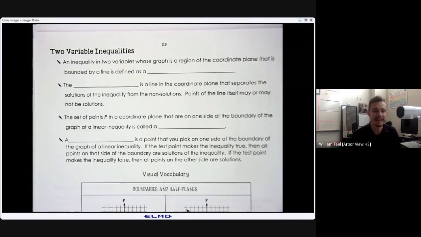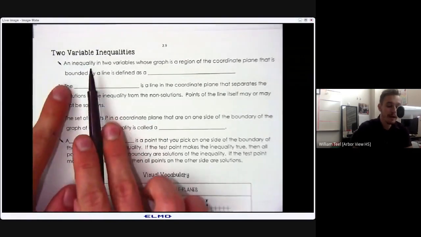So you might see something like y is less than 3x plus 4, y is greater than or equal to 5x minus 9. So you're going to be seeing lots of equations that look almost like slope-intercept equations, but the only difference is we are going to be looking at inequalities. So let's go ahead and talk about our first bullet point here.